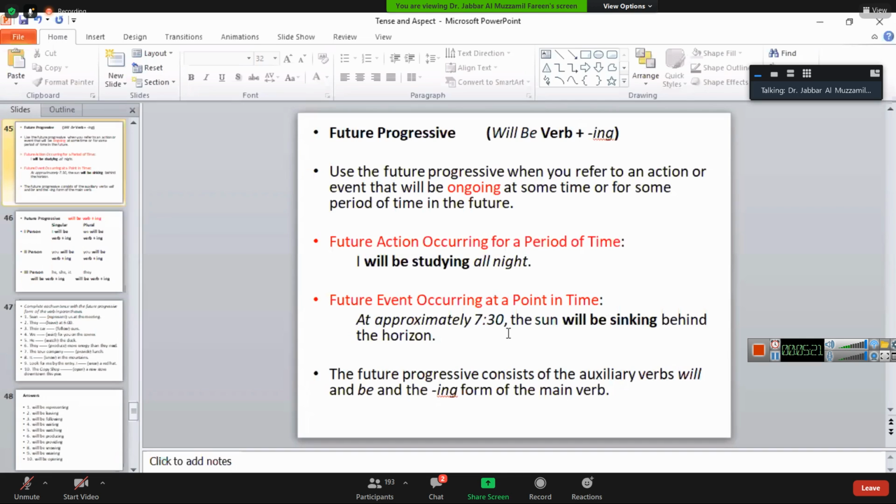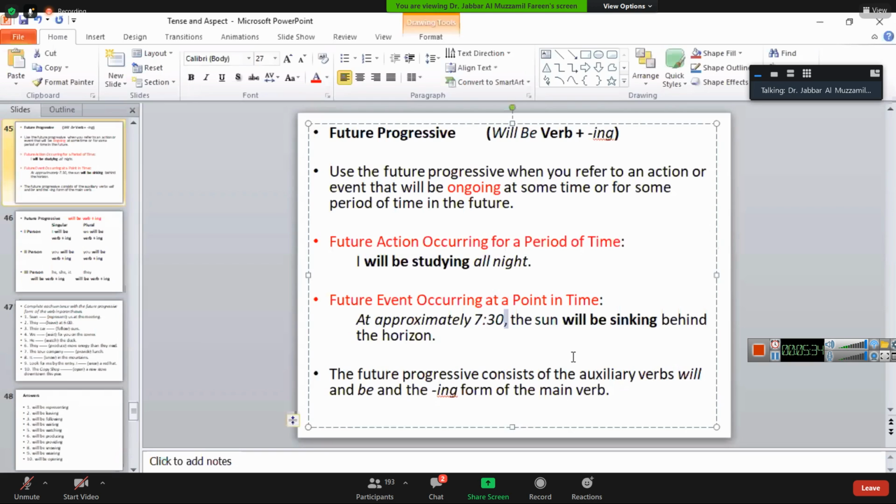At approximately 7:30, the sun will be sinking behind the horizon. So that means what? The sun will be no more after 7:30. The moon will be taking its place. So you are giving a point of approximation with the time, by 7:30.